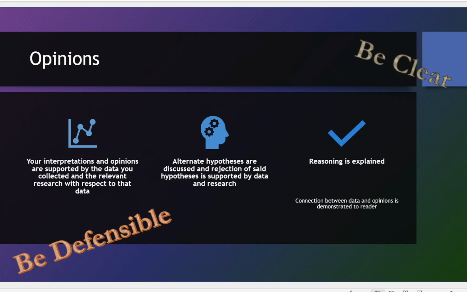Opinions. They need to be supported by data and relevant research in general, as well as in the high stakes world of forensic psychology. So always back up your opinions. As mentioned earlier, if there is data that does not fit or is contradictory, we don't throw it out and we don't exclude it from the report. This is unethical. Instead, we need to discuss alternative hypotheses and where we can reject those through the use of data and research. We always want to explain our reasoning. That is going to be the connection between the data and the opinion.